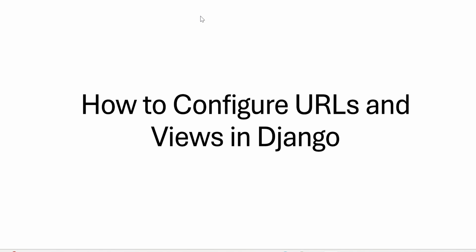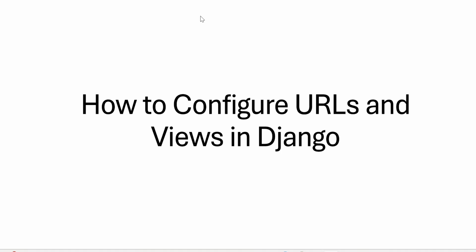In this video, we will see how to configure the URLs and views in Django. Basically, there are two files, urls.py and views.py, in the Django folder when we install Django and create our first project. I have explained how to create a project and app in previous videos. You can refer to the channel and see the videos.